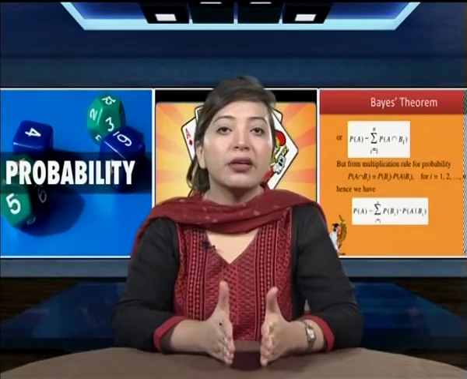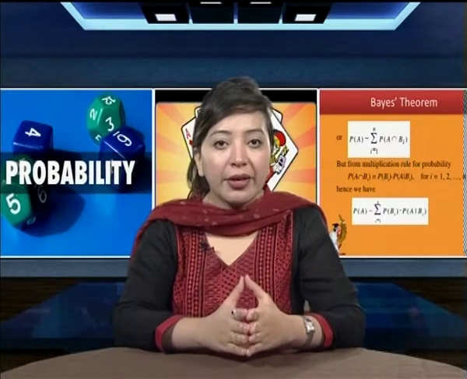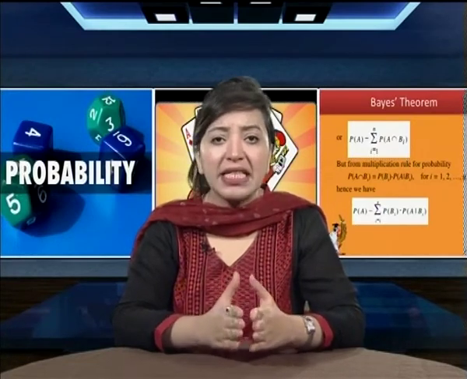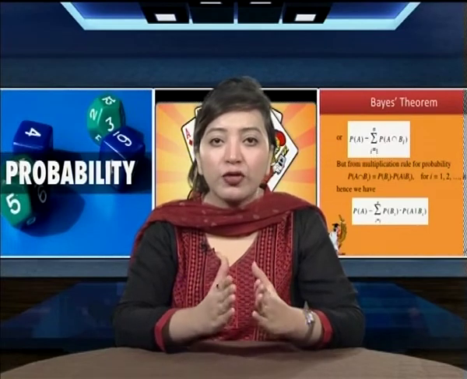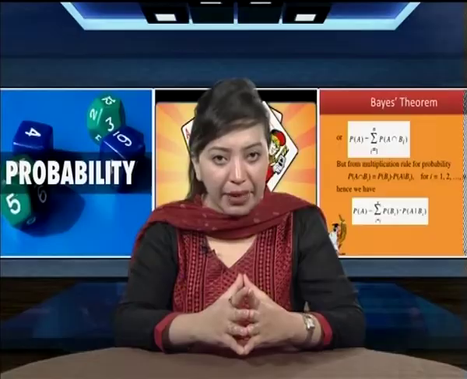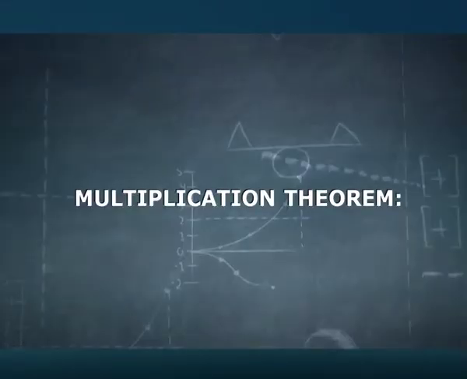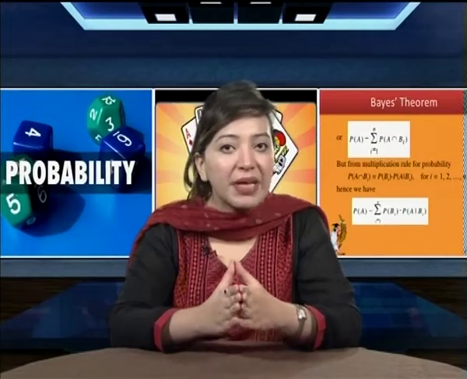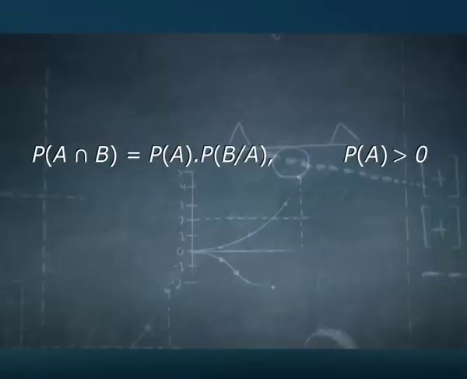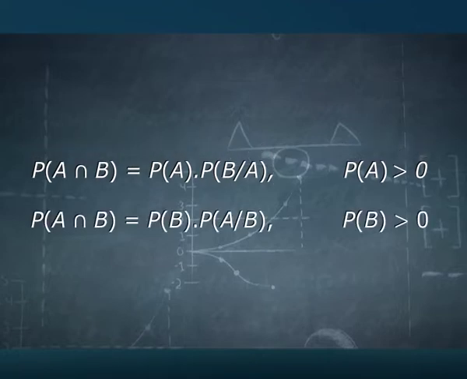Let's see the multiplication theorem of probability. The following theorem, called the multiplication theorem, provides a technique for finding the probability of joint occurrence of two events A and B. It says if A and B are two events of a sample space S, then probability of A intersection B is equal to probability of A times probability of B by A, where probability of A is greater than 0. Alternatively, probability of A intersection B is equal to probability of B times probability of A by B, where probability of B is again greater than 0.